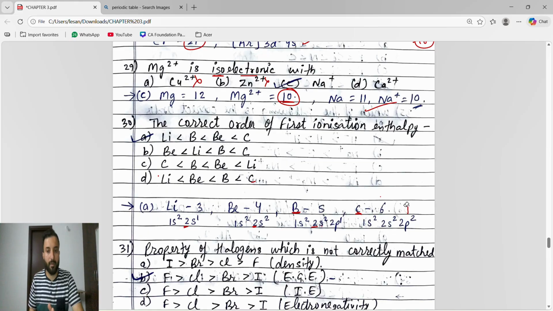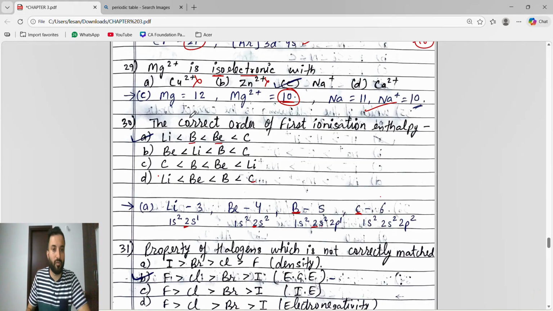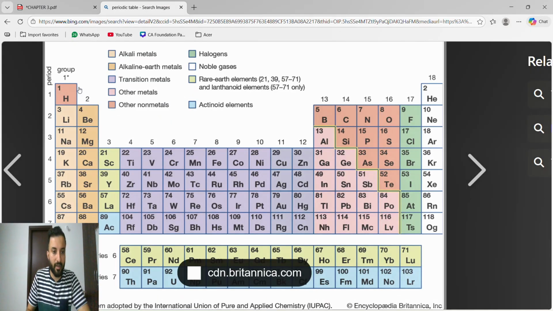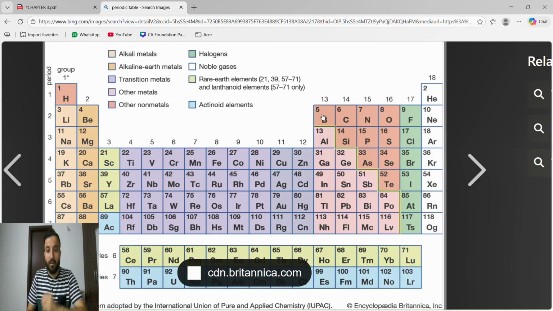Okay, the first ionization enthalpy is what we know: ionization enthalpy increases along the period, decreases down the group. So according to that you can tell which is the correct ionization enthalpy. Only for the first ionization enthalpy we will see the periodic table. Like, see, beryllium and boron were getting confused. So you will see here beryllium is present at the end of the S block, which is S2. So beryllium will have more what? Ionization enthalpy. And this boron is just entering into the P block, it's P1. So removing one electron is easy.